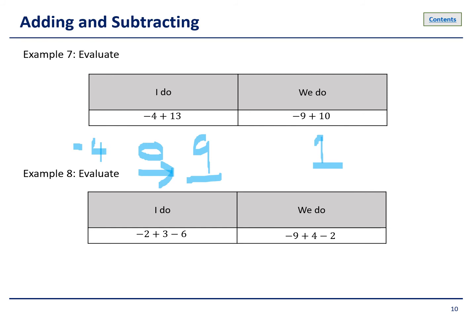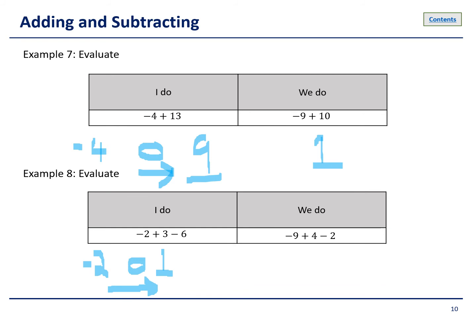Okay, I do. -2 + 3 subtract 6. Let's follow it in that order. So we're starting at -2. We know where our 0 is. We need to +3, so that's going to take us to 1. So we've moved to the right because we've gone +3.